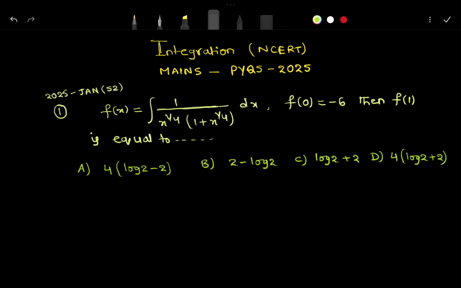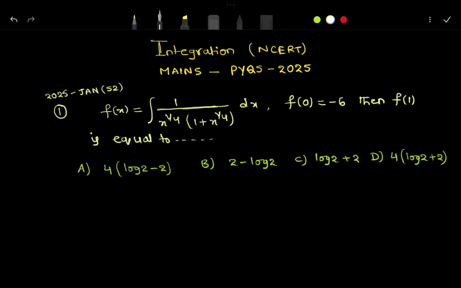In this video, we are going to discuss the 2025 Mains problems from the integration chapter. The first question is: f of x is equal to the integral of 1 by x to the power of 1 by 4 into 1 plus x to the power of 1 by 4, dx, and f of 0 is equal to minus 6. Then we have to find f of 1.